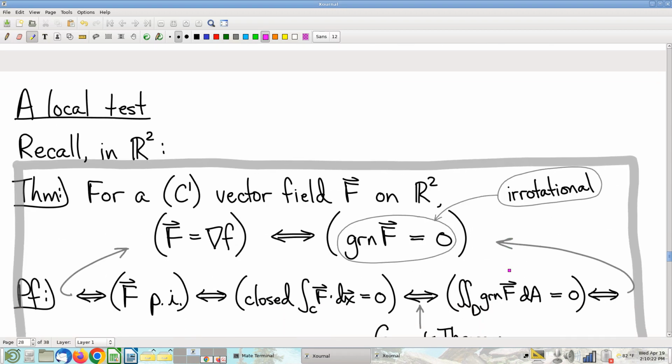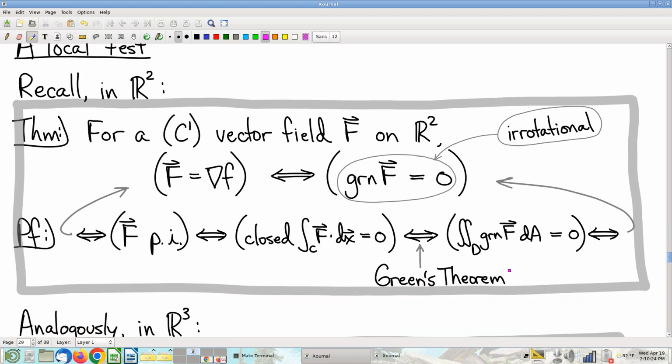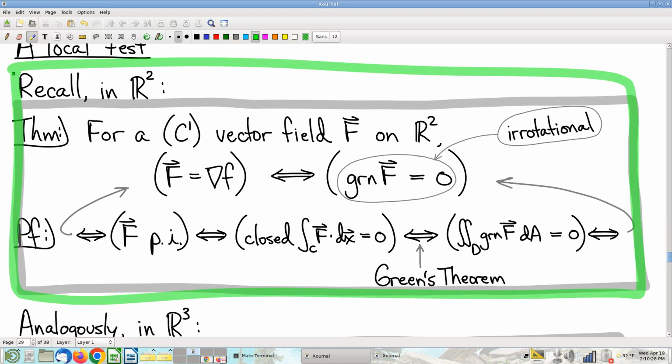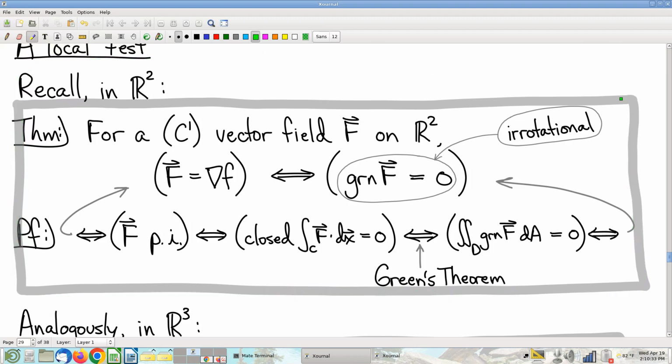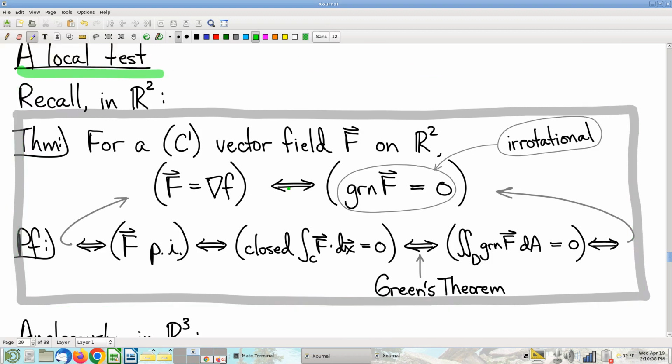Okay, so another flashback. All of this is literally copy paste from chapter 6. We were talking about Green's operator and Green's theorem and all that stuff. We had this thing called a local test. Specifically, if you want to know, given a vector field, is it a gradient? The way you can resolve that question is just compute Green's operator and ask, is it equal to 0 or is it not equal to 0?